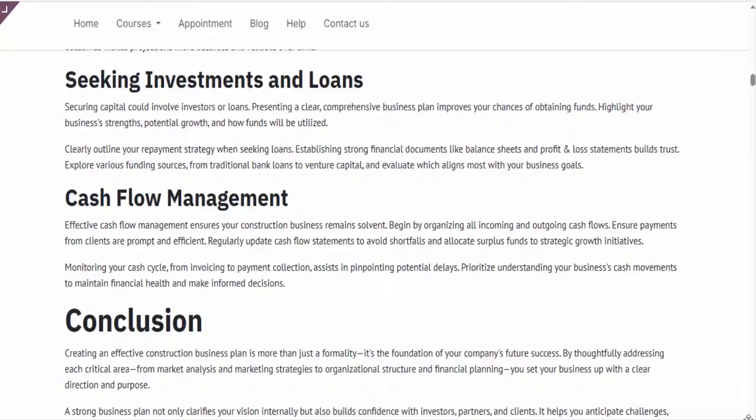Establishing strong financial documents like balance sheets and profit and loss statements builds trust. Explore various funding sources, from traditional bank loans to venture capital, and evaluate which aligns most with your business goals.